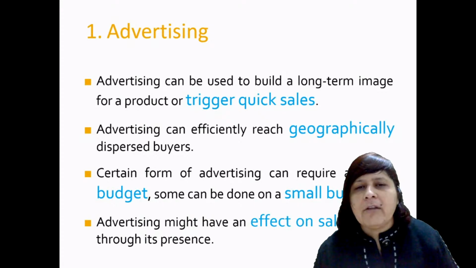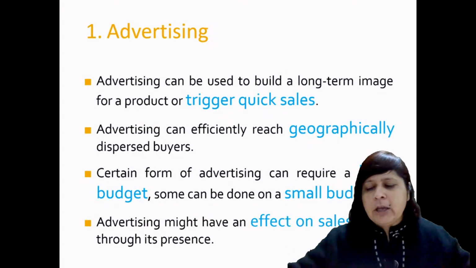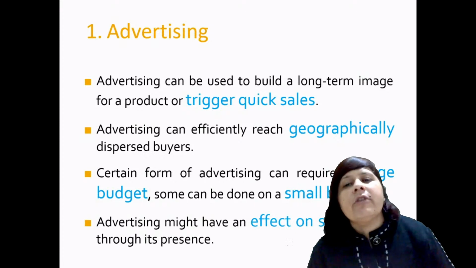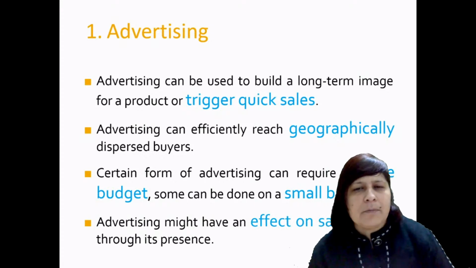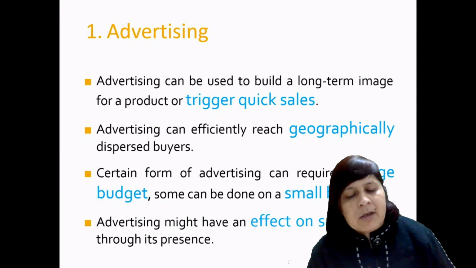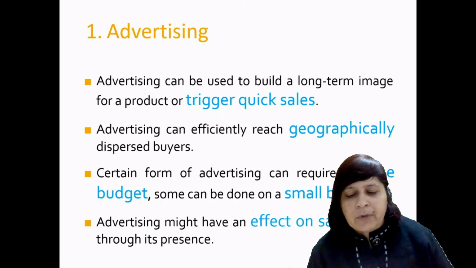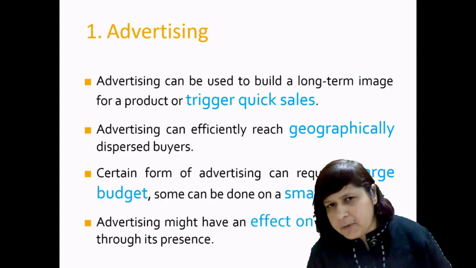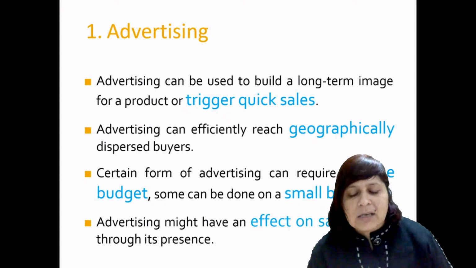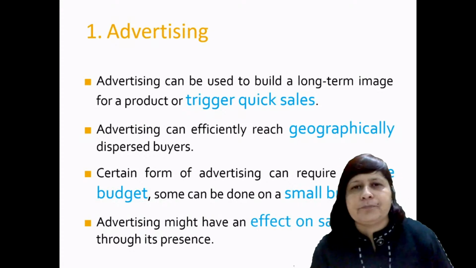Advertising can effectively reach geographically dispersed buyers. When we want to cover masses, then advertising plays an important role. When we want to cover geographically dispersed buyers, certain forms of advertising can require a large budget, right, and some can be done on a small budget. That depends. Advertising might have an effect on the sale simply through its presence, right?